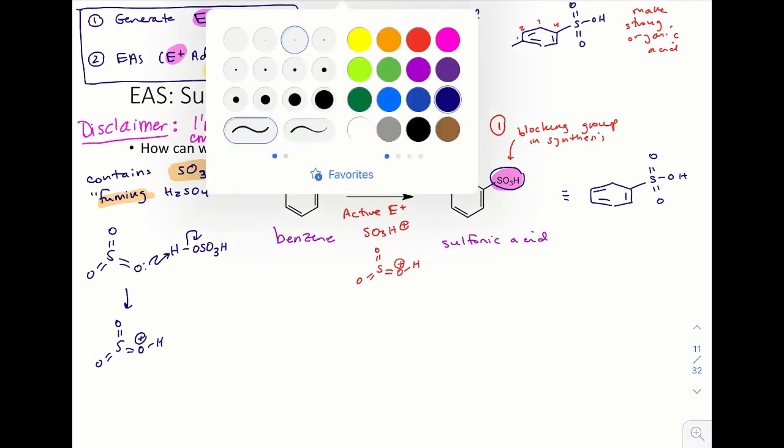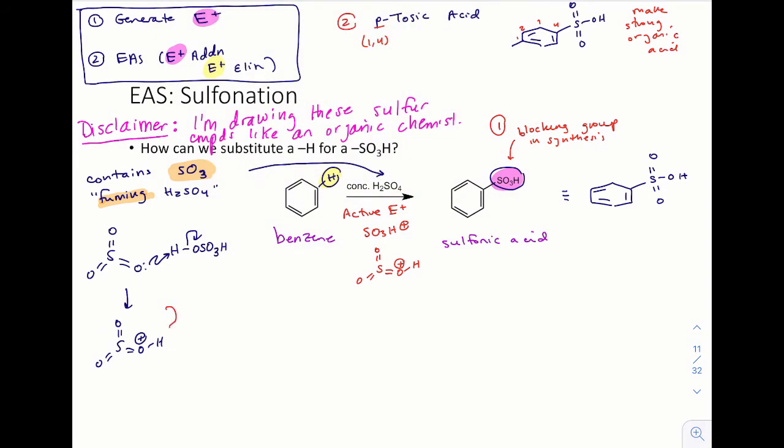Now, this is quite reactive. We have a positive formal charge on oxygen. There are all those electronegative oxygens. This is a very electron poor species. So the super electrophile has been generated. With this electrophile, benzene will act as a nucleophile.